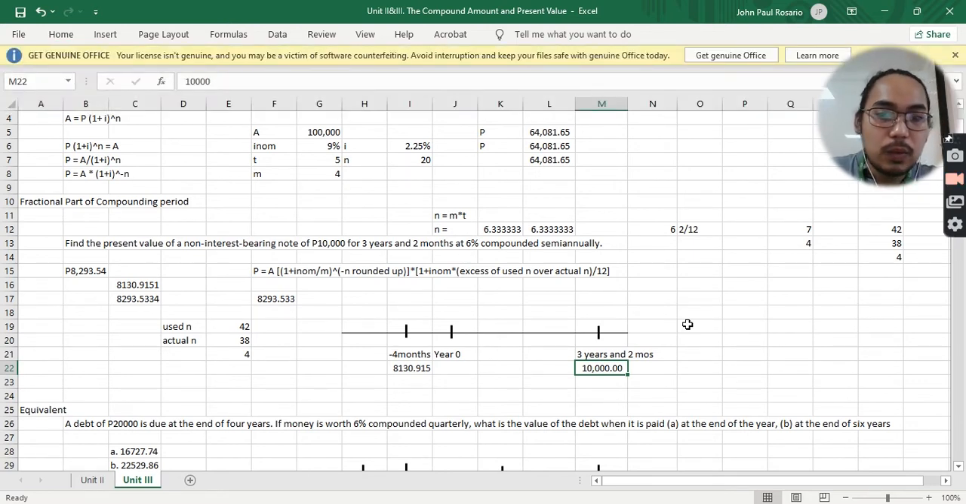What we are trying to compute here is the value of the note at year 0. Since we will be going back 3 years and 6 months backwards, from 3 years, let's just add another line here. Let me just extend this.